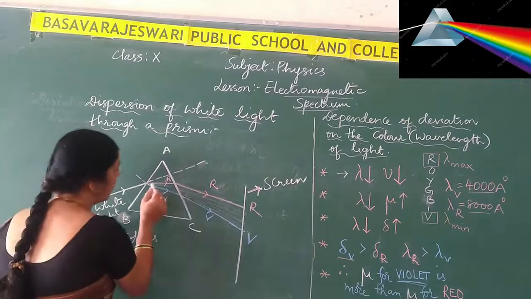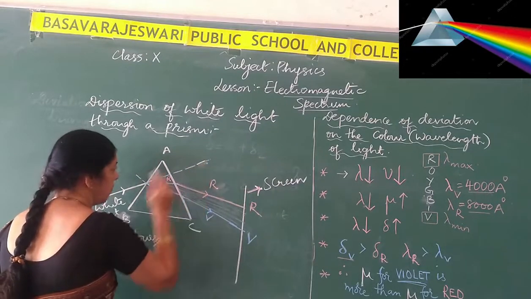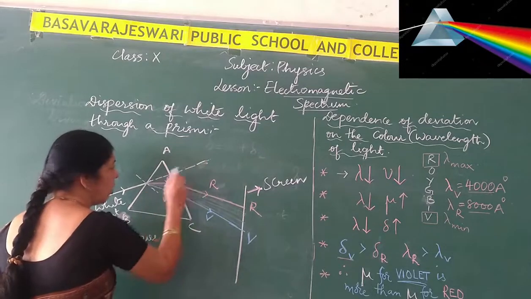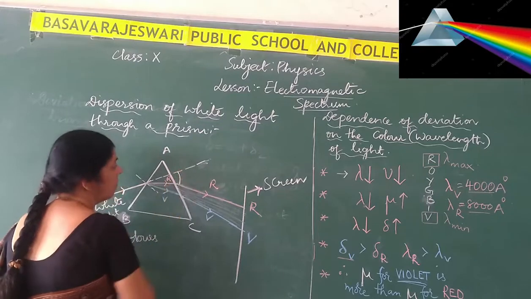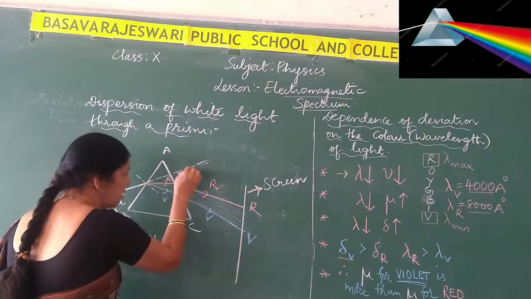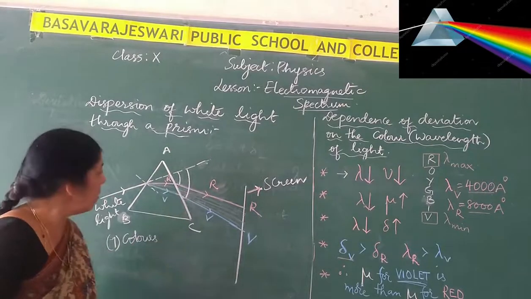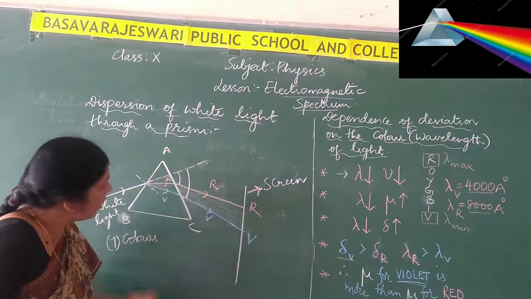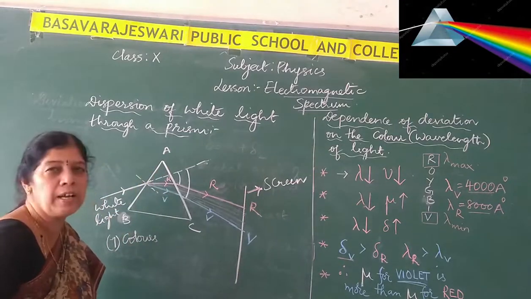Now you can observe here from the incident ray which I have produced, that red is also undergoing some deviation and even violet is also undergoing some deviation. If you observe in this diagram, the angle of deviation for violet light is more as compared to the angle of deviation for red light.